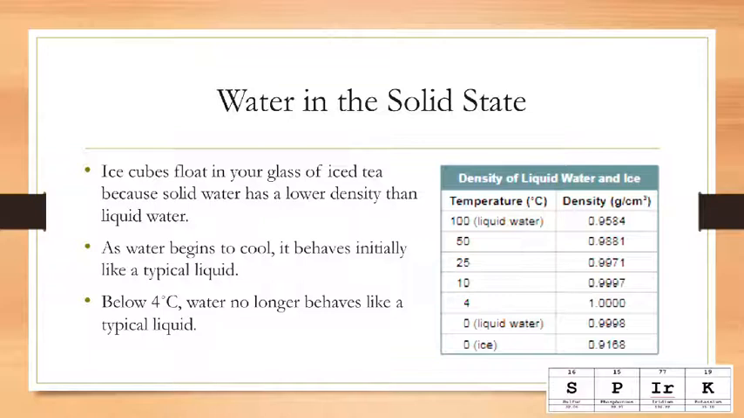As water begins to cool, it behaves initially like a typical liquid, and when the temperature falls below 4 degrees Celsius, the density of water actually starts to decrease. Ice, which forms at 0 degrees Celsius, has about 10% lower density than water at 0 degrees Celsius. Ice is one of the few solids that floats in its own liquid.